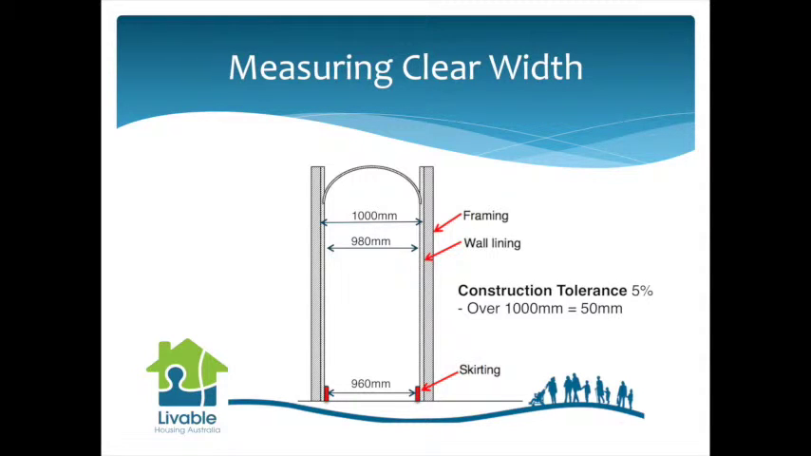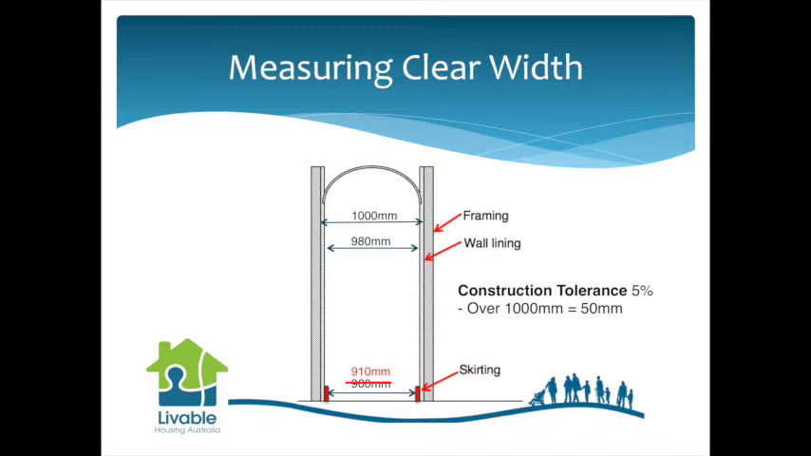There's also construction tolerances. Now what this is talking about is the difference in dimensions over the length of the corridor. So in some cases, your builder will include in the contract a percentage tolerance or even a specific millimetre tolerance. In this example, I've chosen a 5% tolerance, which over 1000mm would mean that the corridor could be up to 50mm wider or narrower at any point. And this means that between our skirtings, even though we thought we were getting a 1000mm wide corridor, it could be as little as 910mm.